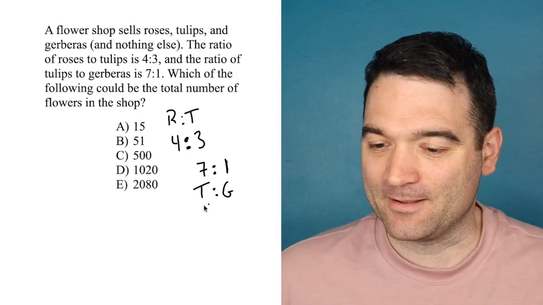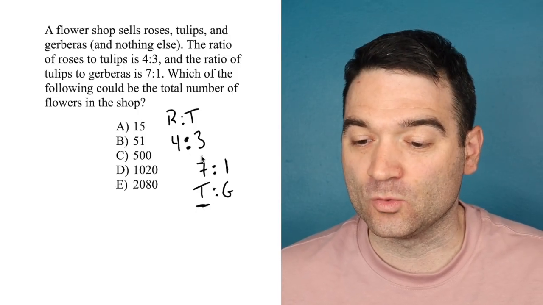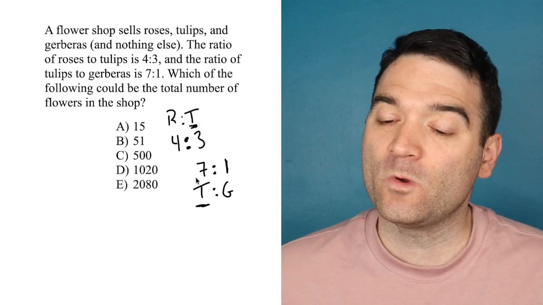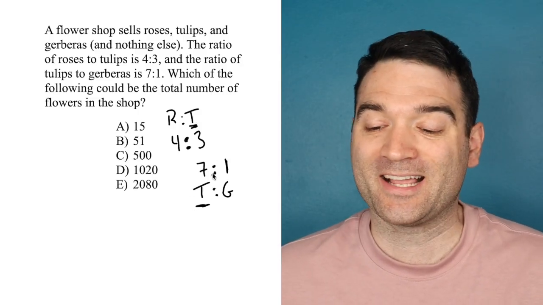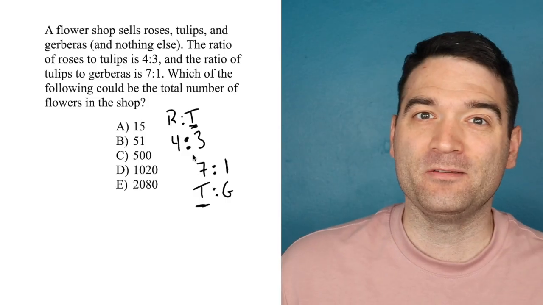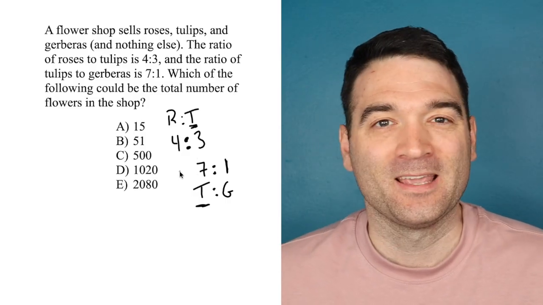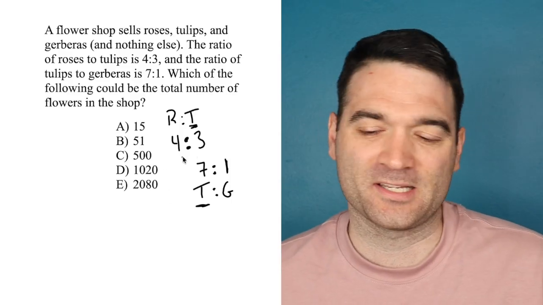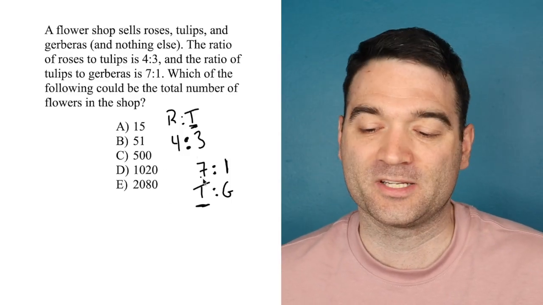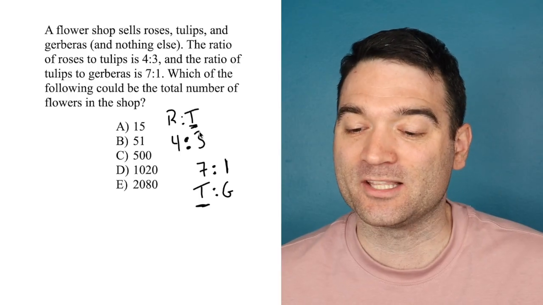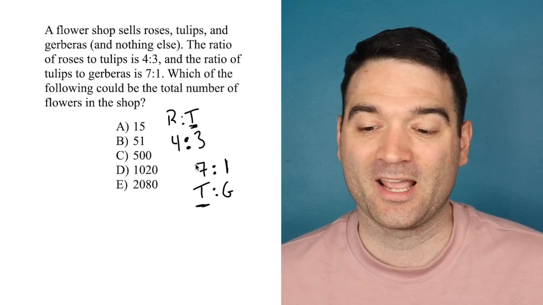The common item to both ratios here is tulips, right? Tulips is in both ratios. So what we want to do in this case is try to combine these two ratios into one super ratio with three items. How can we do that? Well, it's not a fair comparison to say like 4:3:1 or 4:7:1. So what we have to do is basically equalize the tulip part of both ratios. How do we do that?